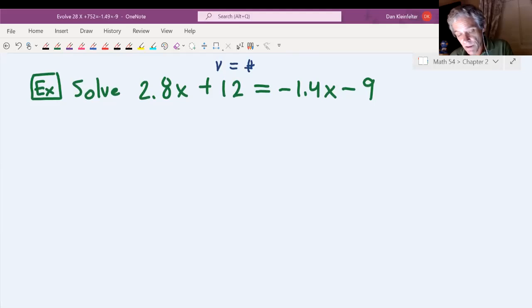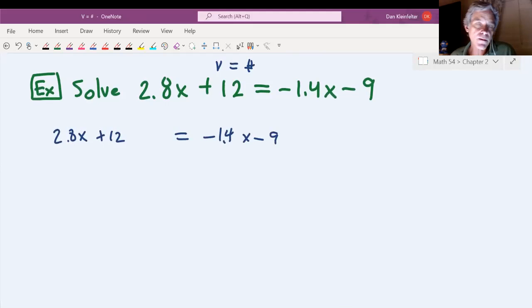Variables on the left and constants on the right. So on this one, if you want to pause the video at this point and then try it and see how you did, then do that. Okay, so for this one, I want the variables to be on the left. And so this negative 1.4x that is on the right, I need to get rid of that. We're going to add 1.4x on both sides.